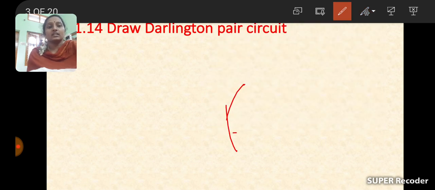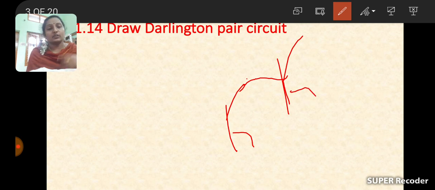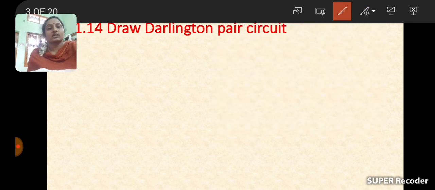And coming to the last one, the direct coupled amplifier. In a direct coupled amplifier, no coupling element is used to connect the output of one stage to the input of the next stage. The advantage is that it is very suitable for low frequency amplification, meaning it is used to amplify signals having low frequency. But for high frequency it is not suitable. So this is about the direct coupled amplifier.